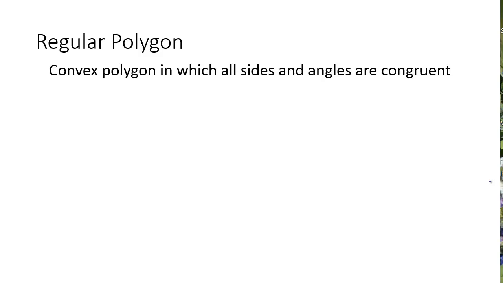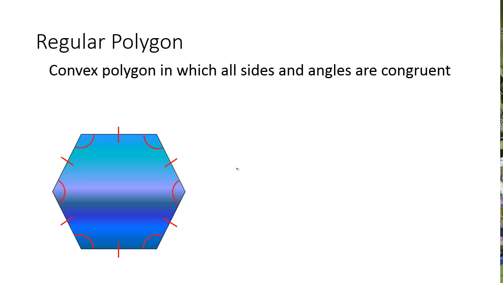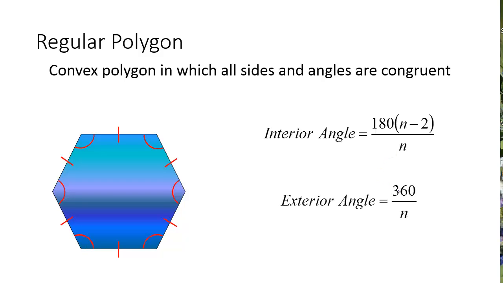A regular polygon is defined as a convex polygon with all sides and all angles congruent. It is both equiangular and equilateral. Here is a convex polygon. It's a hexagon, a regular hexagon. The interior angles will each be equal to 2 less than the number of sides times 180 divided by the number of sides. So in this case, 4 times 180 divided by 6. The exterior angle will always be 360 divided by the number of sides.